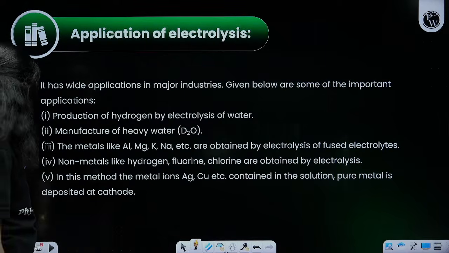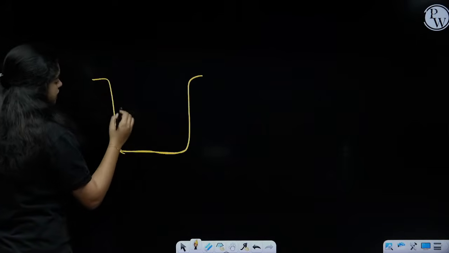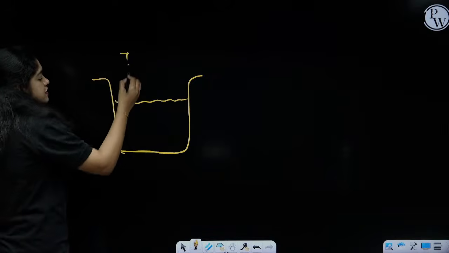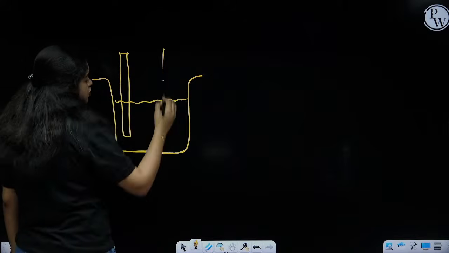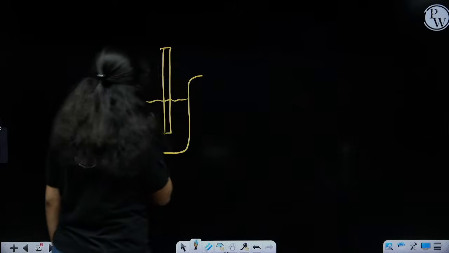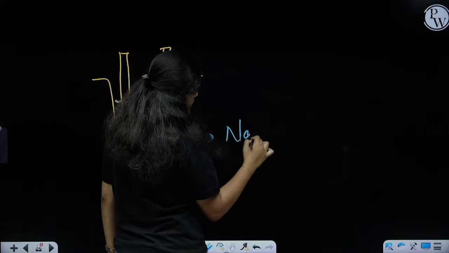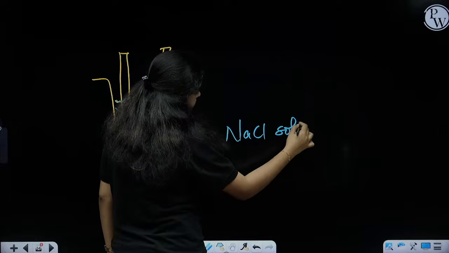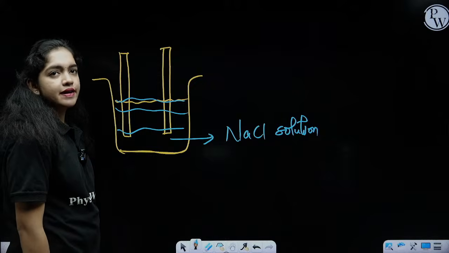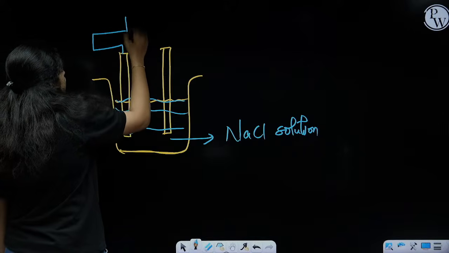Application of electrolysis. Before that, I will show you the diagram of electrolysis. We will take a beaker. Very important: here we fill it with the solution that we want to electrolyse, and 2 rods will be dipped in the same beaker. The liquid will be NaCl solution. And these 2 rods are connected to a battery.